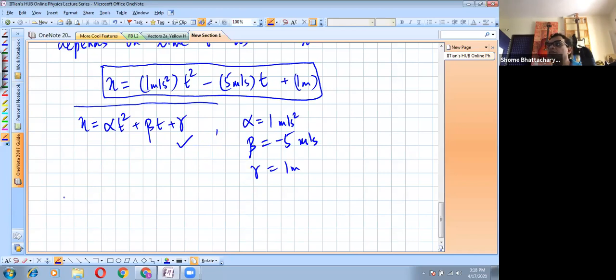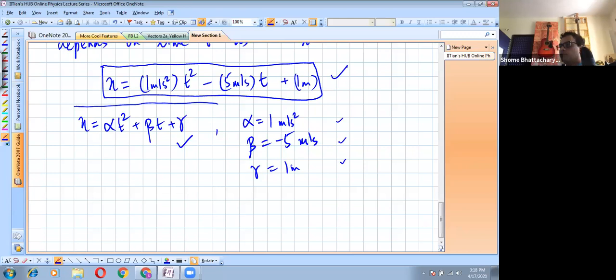So the values of alpha, beta, and gamma are according to what the question is giving me. They are not really assumptions on my part. The question is giving me this information. So that is showing me that x is a quadratic function of time, where the coefficients of t square, t, and the constant value are nothing but 1, -5, and 1. Right? So that is what I mean by saying this.